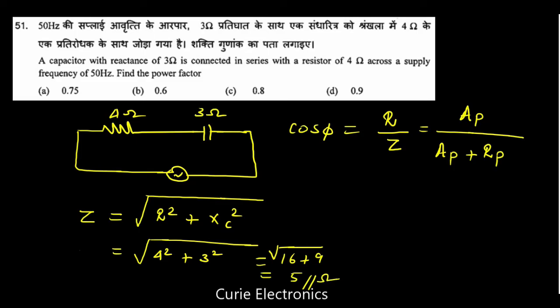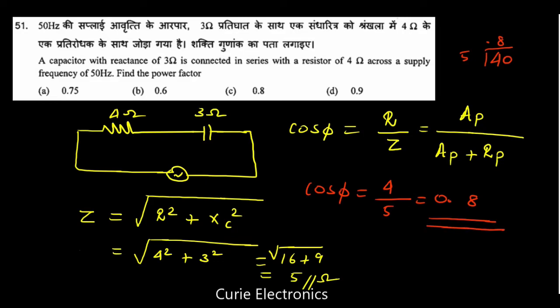Now what is the power factor cos phi? Cos phi equal to R upon Z. What is the value of R? R equal to 4. 4 upon 5. How much does it come? 4 divided by 5. It doesn't go, so we'll put a 0, 40, 8 times. So 0.8 is the answer. So 0.8 is the power factor.